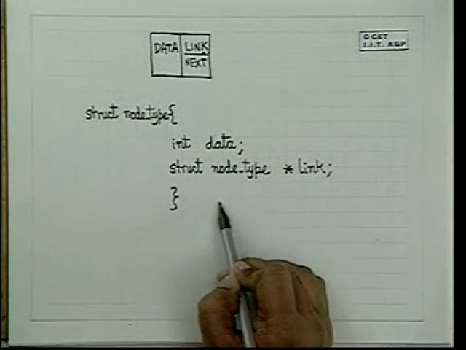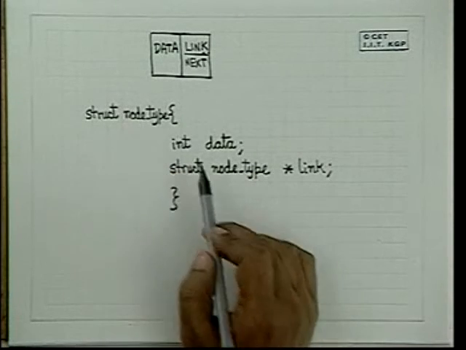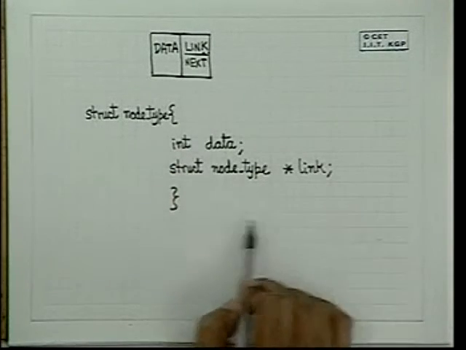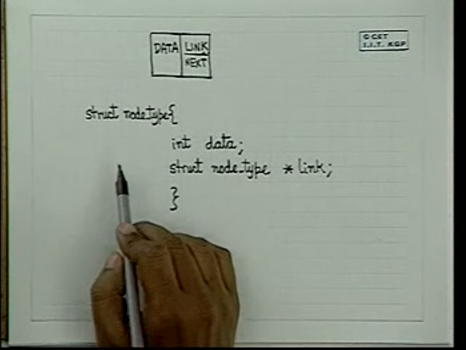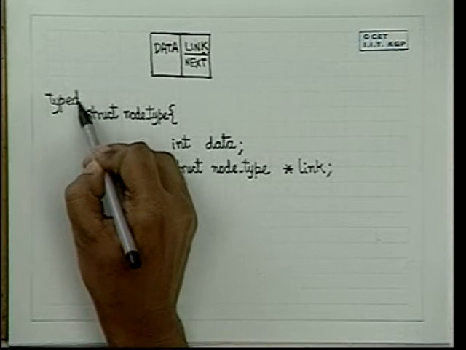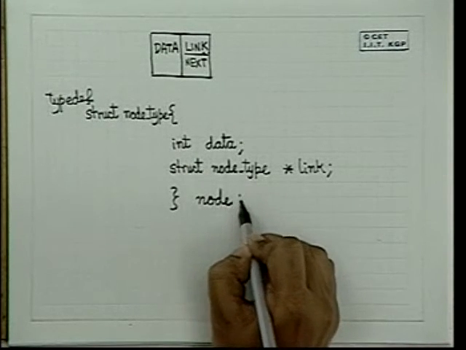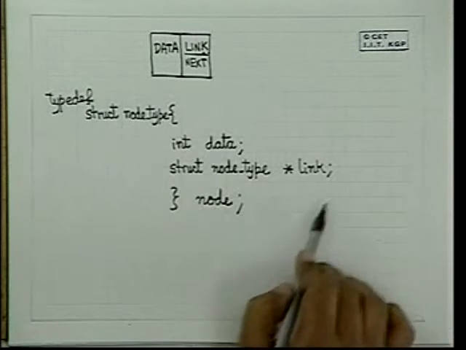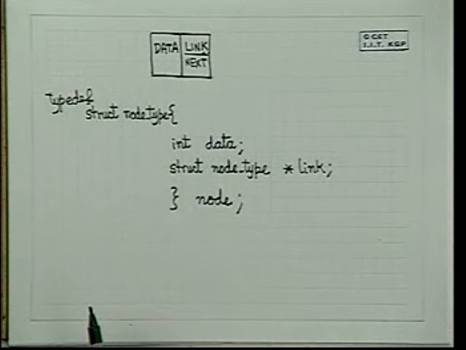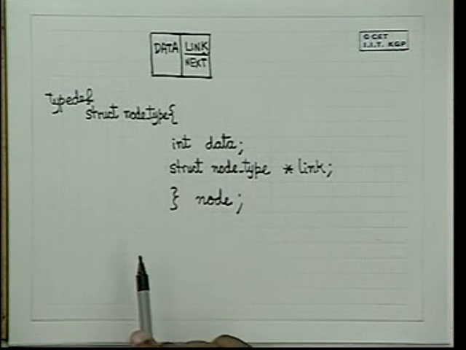And you can declare all your variables of this structure. Suppose you declare node will be of this structure. And if you want a type definition, then you can just put in a typedef and call this node. Then node will be a type declaration of this type. All right. So this is the type declaration of this type.